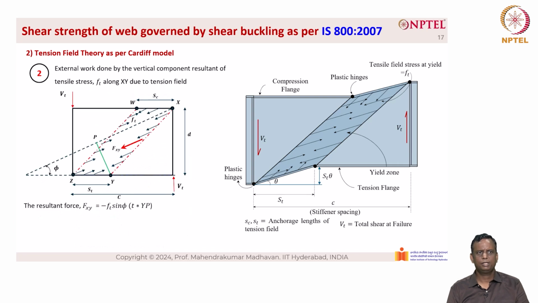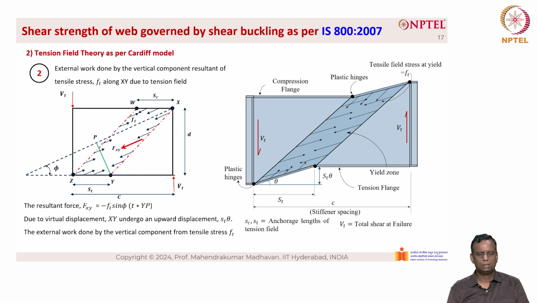Now let us look at it very carefully here. The resultant force F of xy is basically minus F of t into sin phi, which is the vertical component of the stress, and it has to be multiplied by the tension bandwidth. The thickness of the tension band is T, which is the web thickness, into Yp, which is the width of the band. Now, due to vertical displacement, xy undergoes an upward displacement S of t into theta. Now, the external work done by the vertical component of tensile stress F of t is given as F of xy, which is minus F of t into sin phi into T into Yp into S of t into theta. The negative sign indicates that it is a downward direction, or the force is acting downwards.